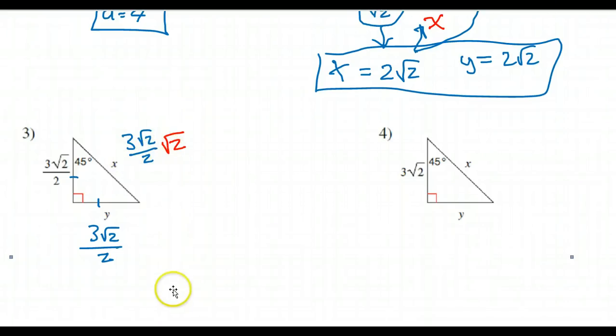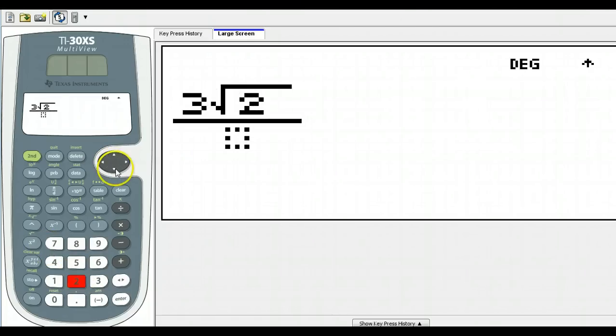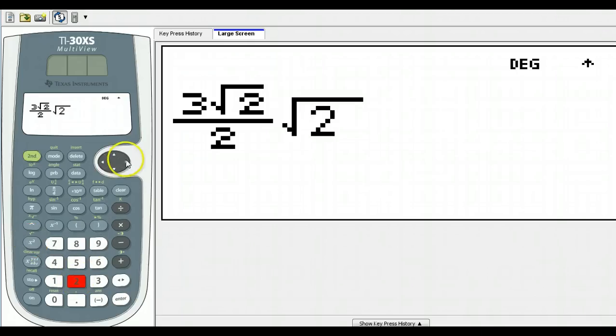So it's just a matter of simplifying this. I could put this in my calculator. So we've got 3 radical 2 over 2 radical 2. And that turns out to be 3. The answer is 3.